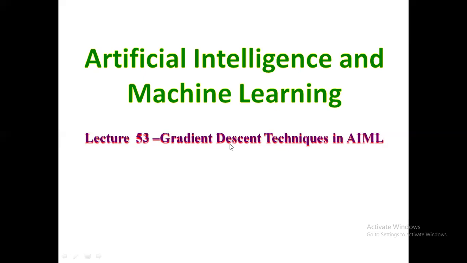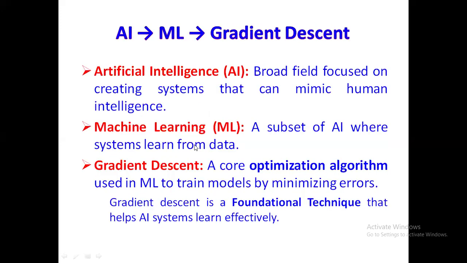Variants like stochastic gradient descent, that is SGD, and mini batch gradient descent offer flexibility and scalability for large datasets. GD is widely used in training neural networks, linear regression, and logistic regression, making it a crucial component of many AI and ML applications. We'll see one by one how this gradient descent is being used in AI ML.